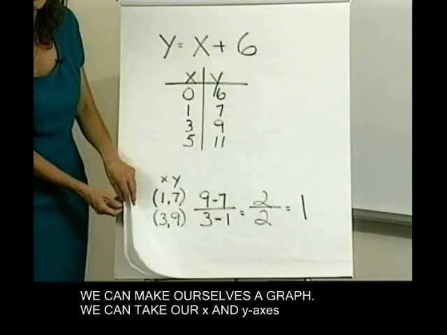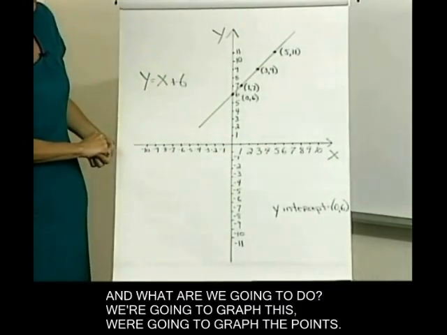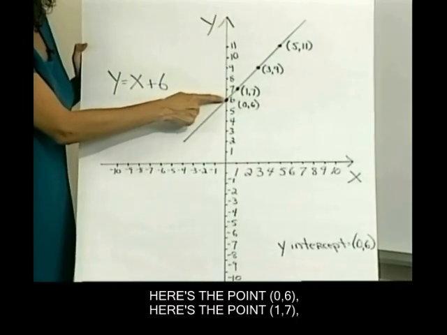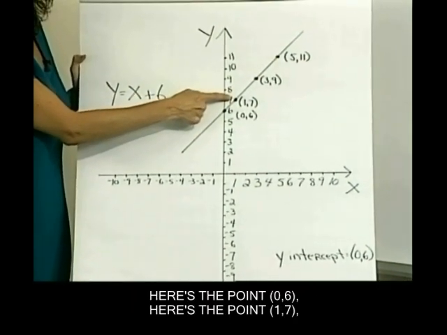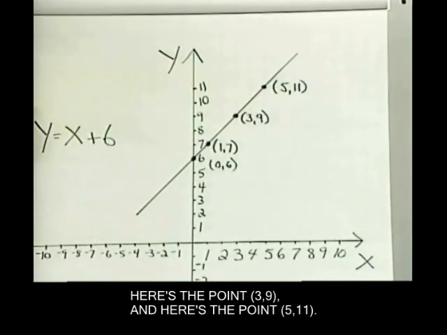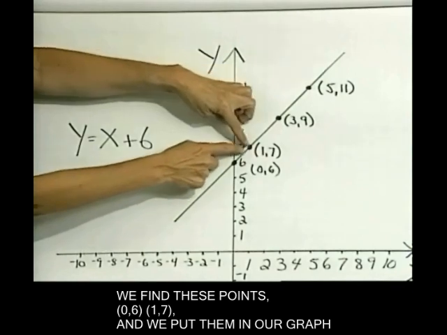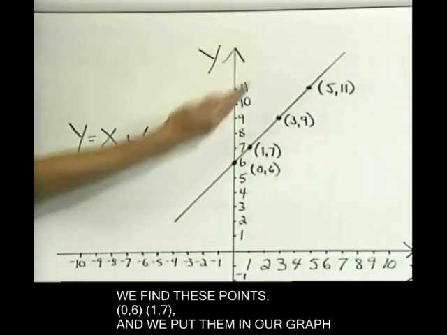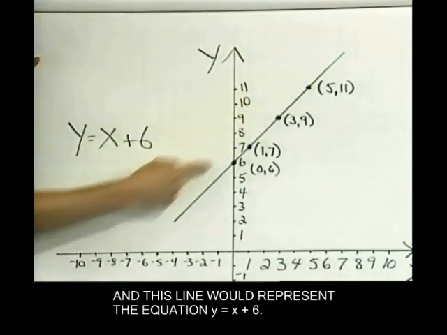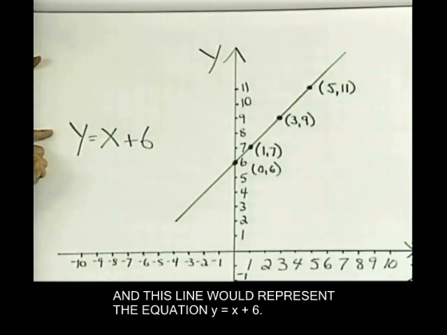We can make ourselves a graph. We can take our x and y axis, and we're going to graph the points. Here's the point (0, 6). Here's the point (1, 7). Here's the point (3, 9). And here's the point (5, 11). We find these points, 0 and 6, 1 and 7, and we put them in our graph, and then we draw a line to connect the dots. This line represents the equation y equals x plus 6.